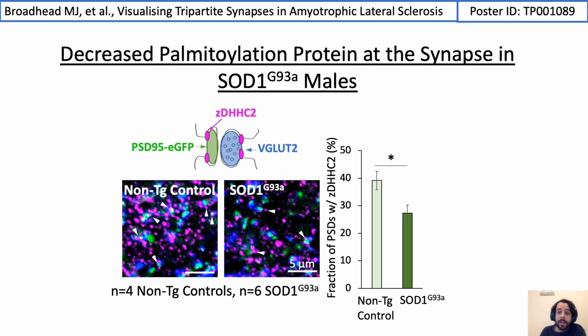Finally, one particularly interesting observation is that we've observed a reduced content of a protein called DHHC2 at the synapse. This protein is a palmitoylating protein which helps PSD95 to form clusters at the synapse and may explain some of the postsynaptic alterations we observe in our data.